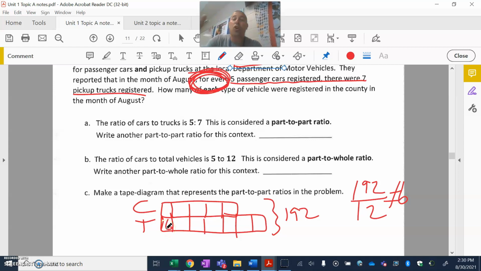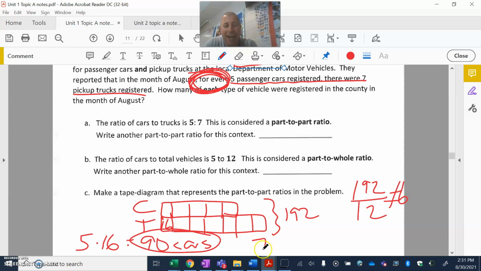All right? So the question wanted to know how many of each type. Okay. Well, if there were 5 boxes and each one was worth 16, 5 times 16 gives me 80. So we had 80 cars. All right? And then we had 7 boxes. Each box is worth 16, so I've got to do 7 times 16. All right? And that'll give me 112. Again, we can punch that on into the calculator there, and all is going to be good. All right?